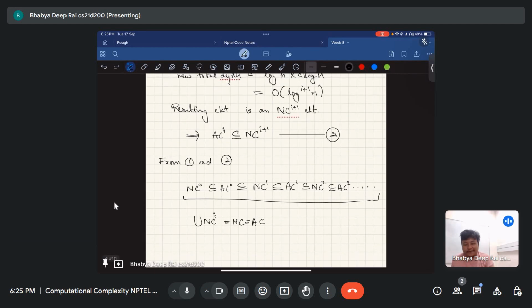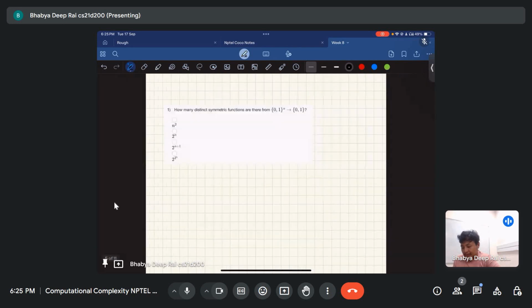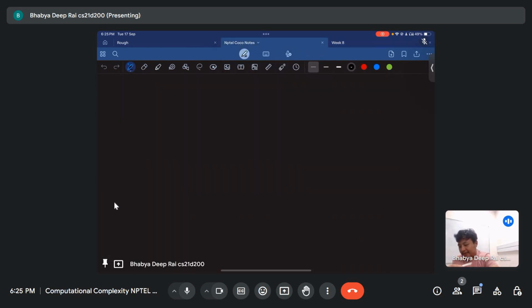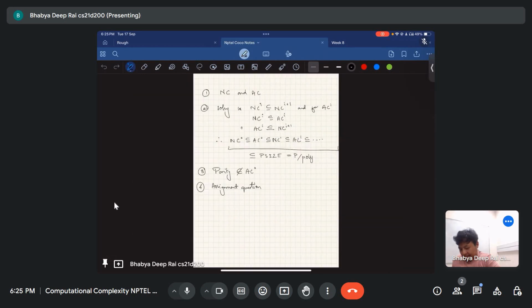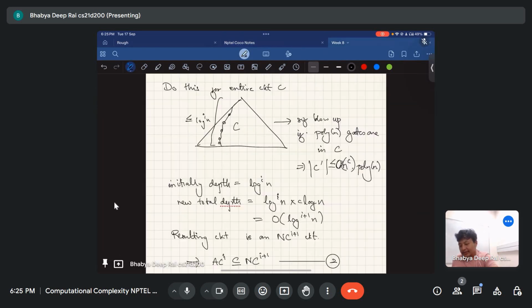Right. So this is what we have. So this is about the NC hierarchy and AC hierarchy. Okay. Now what we want to do is, just a moment. I'll take reference of what I wanted to cover. Okay, that is done.